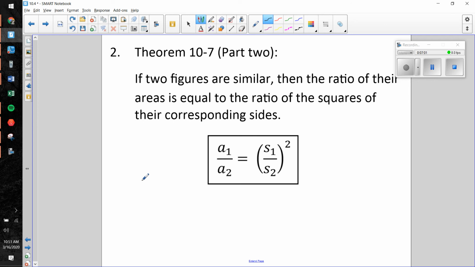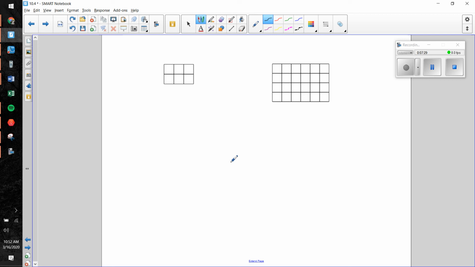The second part of that theorem deals with areas now, not with perimeters. And because area is a two-dimensional measurement, this theorem gets a little bit more complicated. This one says that if two figures are similar, the ratio of their areas is equal to the ratio of the squares of their corresponding sides. So here, in parentheses, we're taking the ratio of side 1 to side 2, and we're squaring that entire ratio here, which we need because area is two-dimensional. It's square units.